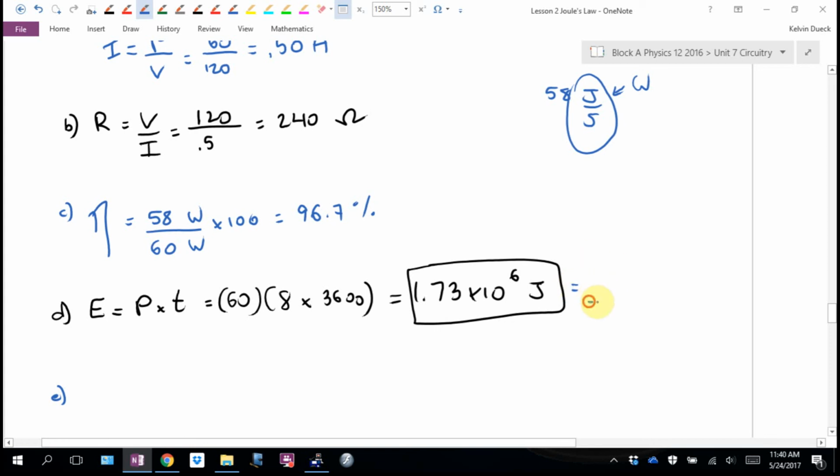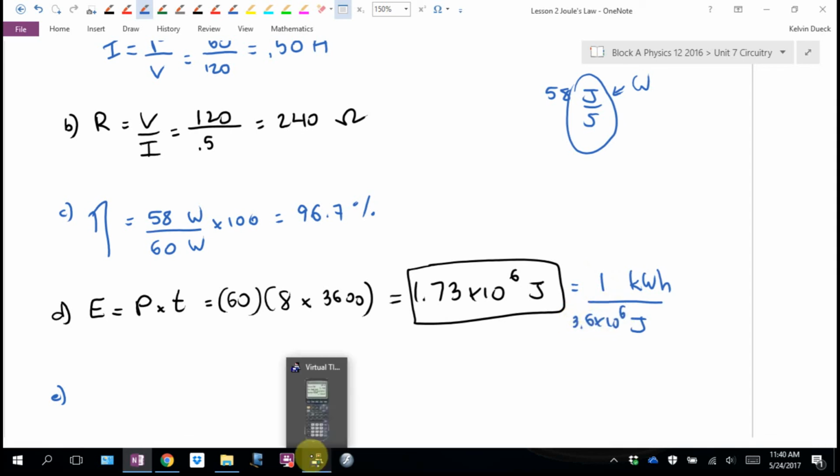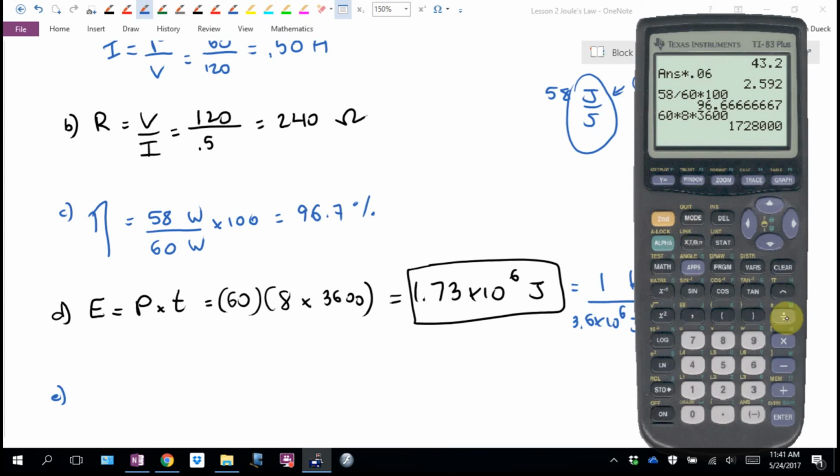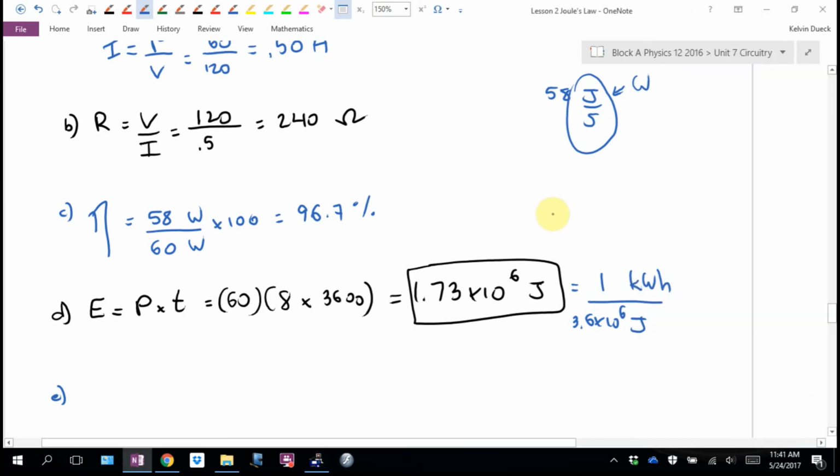We're going to go, we want joules to cancel. We want kilowatt hours on the top. What did I say? 1 kilowatt hour was 3.6 times 10 to the 6th joules. You don't need to memorize the conversion factor. If I ask you on a test or a quiz to convert something to kilowatt hours, I will give you the 1 kilowatt hour is 3.6 times 10 to the 6th joules. So, 0.48 kilowatt hours.